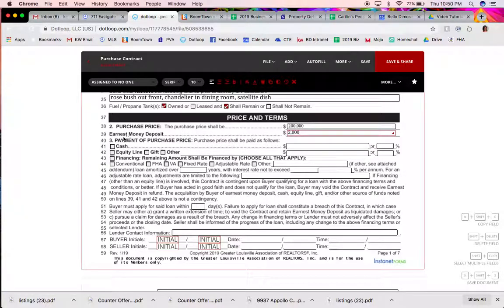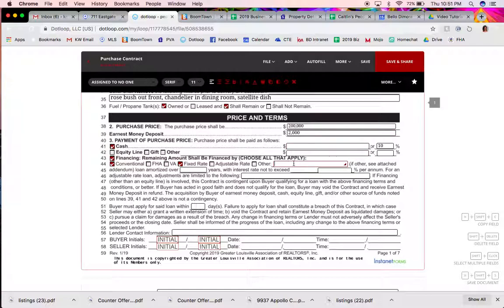So let's say we're going to do 10% down. So we've got 10% down right here, and we're going to do a conventional loan for the rest of the balance. So you're going to hit financed, conventional. Most loans are fixed rate loans. However, have that conversation with your lender and make sure that you're displaying the right financing terms here.